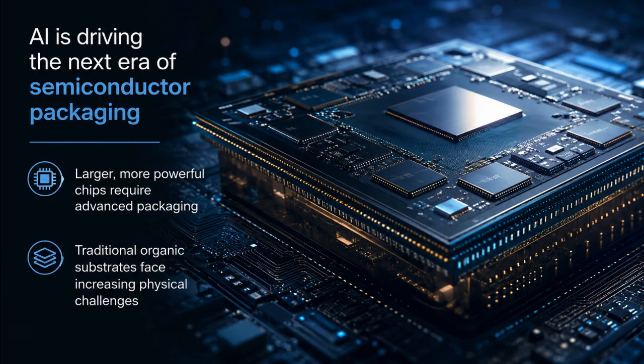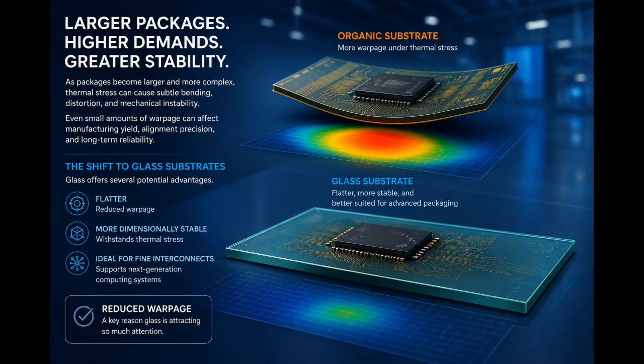As artificial intelligence drives demand for larger and more powerful semiconductor packages, the industry is beginning a major transition. For decades, advanced chips have relied on organic substrates, specialized materials that connect processors, memory, and high-speed electronics together. But as package sizes continue to increase, those materials face growing physical challenges. One of the most important is warpage. As packages become larger and more complex, thermal stress can cause subtle bending, distortion, and mechanical instability. Even small amounts of warpage can affect manufacturing yield, alignment precision, and long-term reliability.